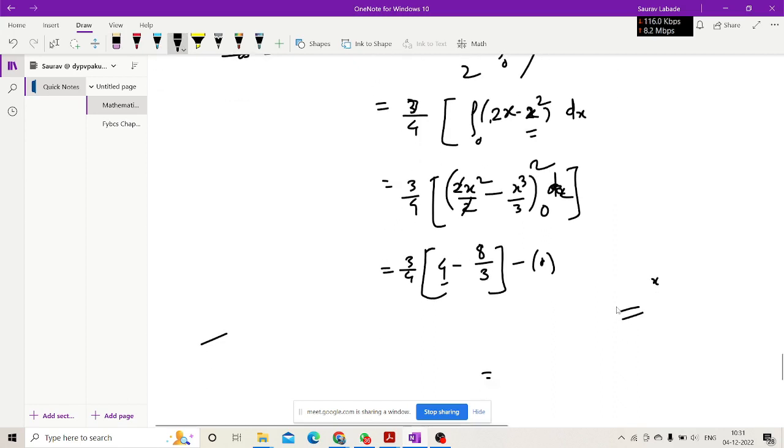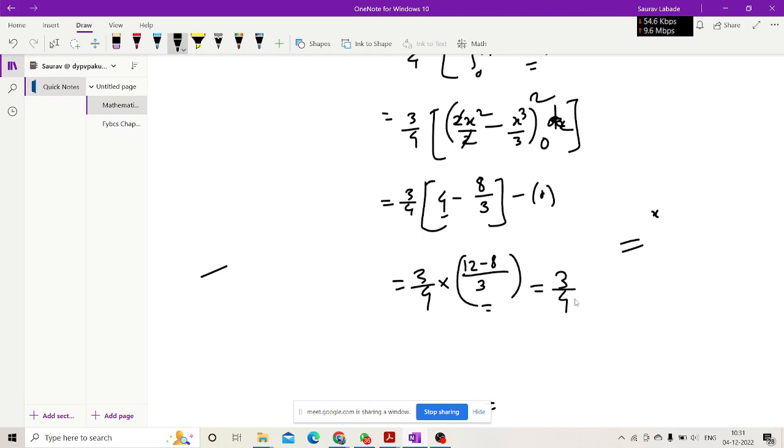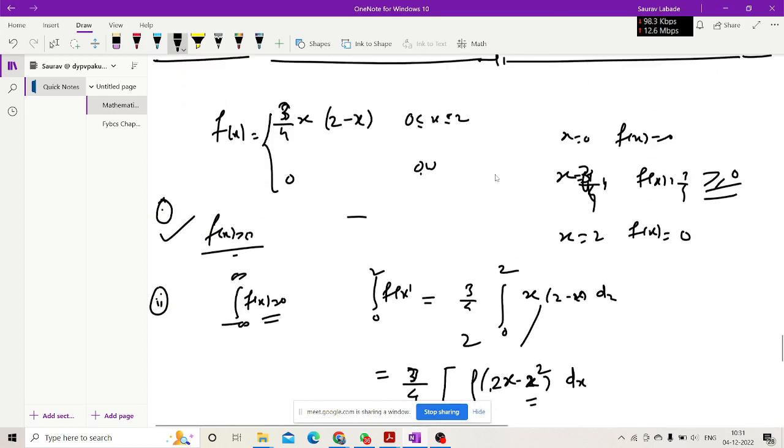Yes, now tell me, what will this become then? So this is 3 by 4 multiplied by 12 minus 8 by 3, which is 3 by 4 into 4 by 3. And what is your answer now? The integration is equal to what? 1.